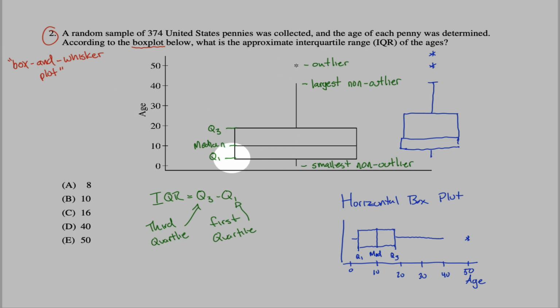Anyways, in this problem, it appears that the first quartile is, I don't know, like 4 or so, and the third quartile is, I don't know, like 19 maybe. So the interquartile range is roughly 19 minus 4, in other words, 15. If you go look at your answers, you won't see 15, but 16 is pretty close. So for the sake of the approximate interquartile range, the correct answer would be C.